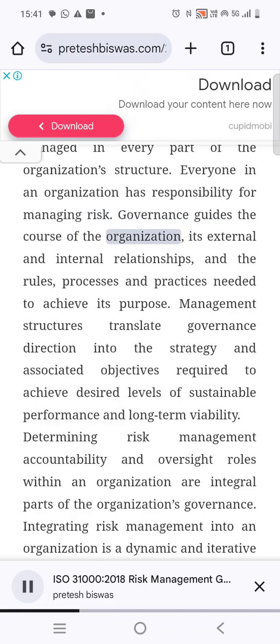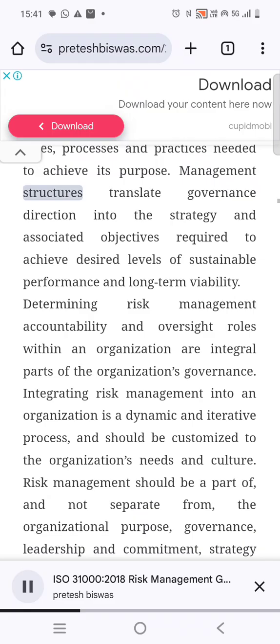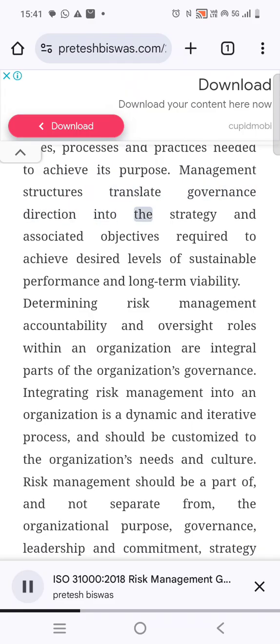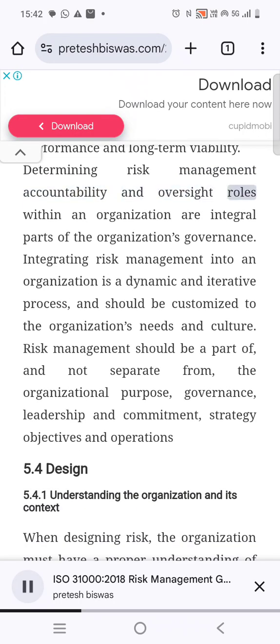Governance guides the course of the organization, its external and internal relationships, and the rules, processes, and practices needed to achieve its purpose. Management structures translate governance direction into the strategy and associated objectives required to achieve desired levels of sustainable performance and long-term viability. Determining risk management accountability and oversight roles within an organization are integral parts of the organization's governance.